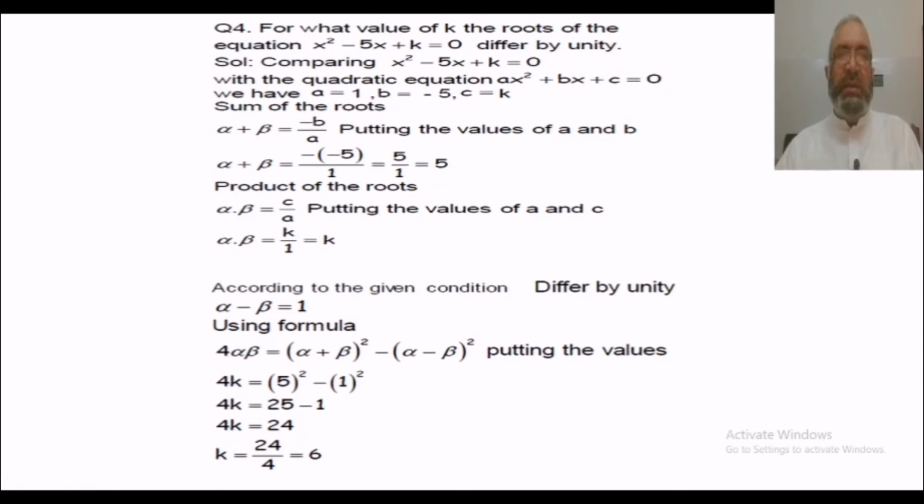Next, the same method, question 4. For what value of k do the roots of the equation x square minus 5x plus k equal to 0 differ by unity? Only the condition is different. So first of all, differ by unity means if we take one root alpha, second beta, then their difference alpha minus beta is equal to 1. Differ by 2, this means alpha minus beta is equal to 2.